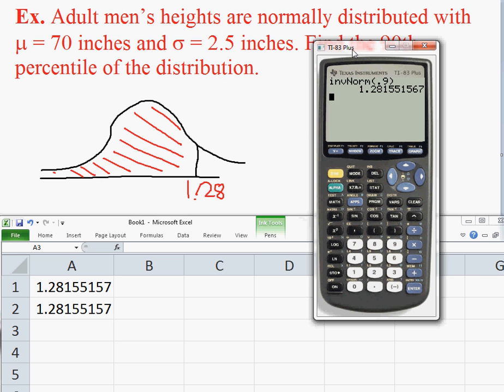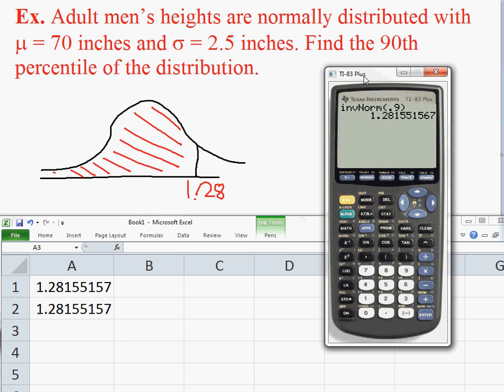Okay, so clearly the answer is not 1.28 inches. That's the number of standard units. That corresponds to 1.28 standard units, standard deviations above average. So to get the answer, what I need to do is take that previous number, multiply it by 2.5, and then add the mean. This number means 1.28 standard deviations above average, not inches. So to convert that to inches, I multiply it by the size of the standard deviation, and then add the mean to get 73.2 inches.